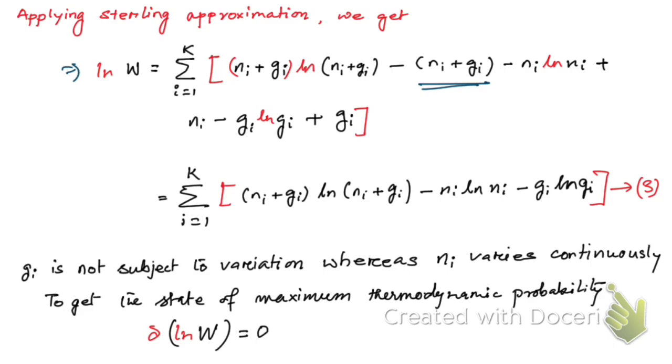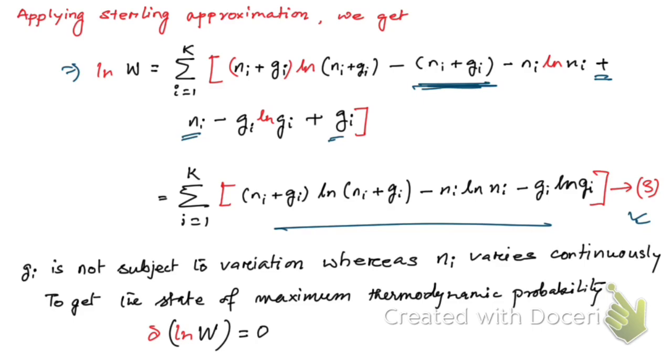Yes, these two terms will be cancelled out by this and this, because you see here we have plus ni plus gi, which will cancel minus ni plus gi, right? Hope you have understood this. And after cancelling these two, we have got this. This is equation number 3.